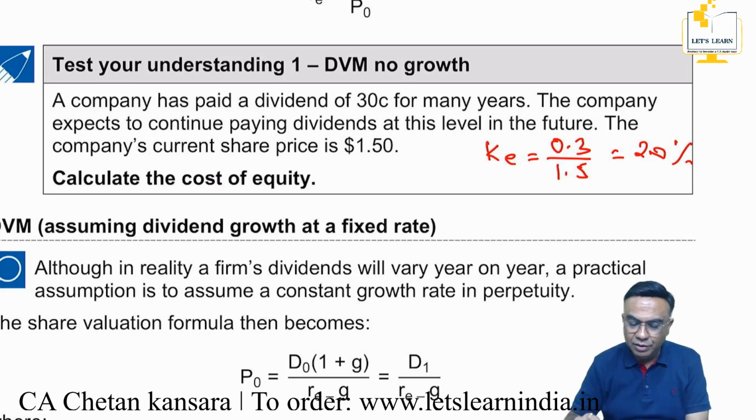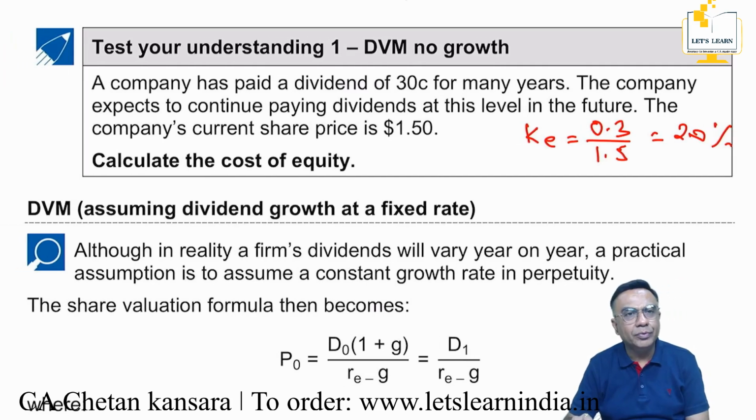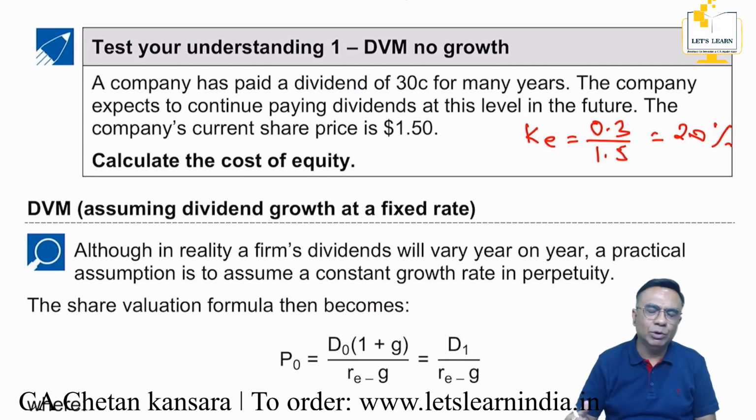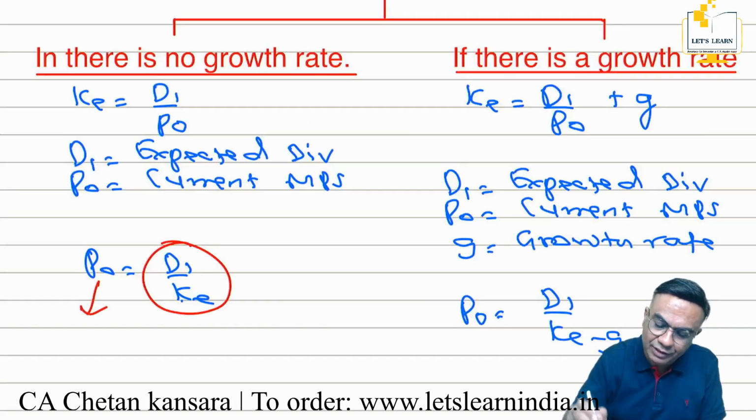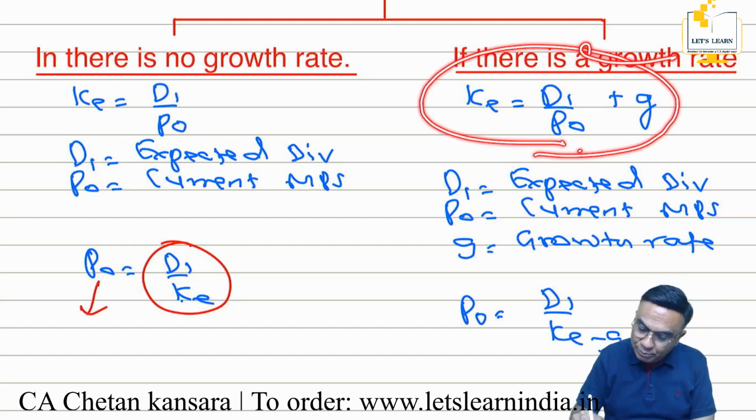So here we don't have a growth rate. Now, suppose there is a growth rate, then what is the formula? If there is a growth rate, then the formula will be a little different. Let us take this one. Pay attention. If the growth rate is there, actually this is a formula, but this formula is derived from this logic.